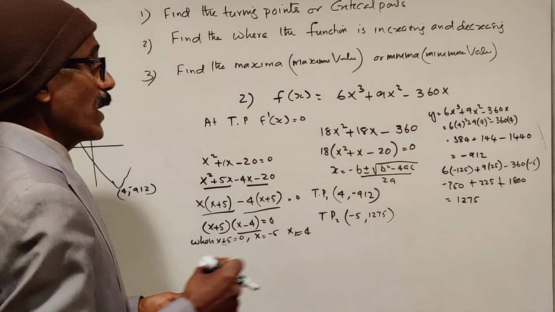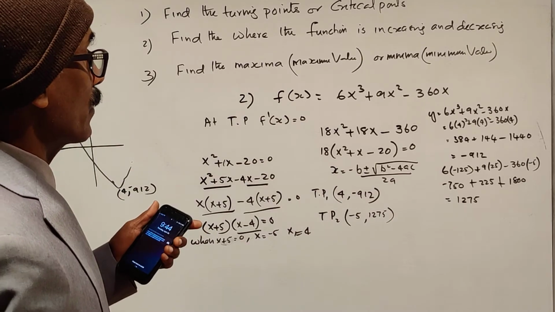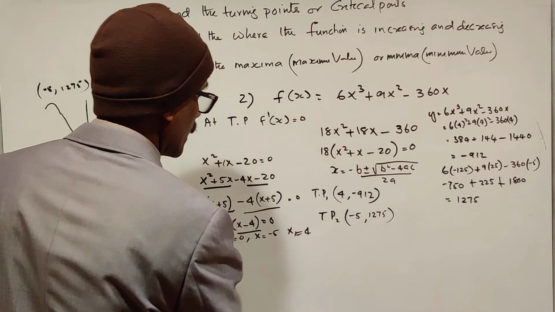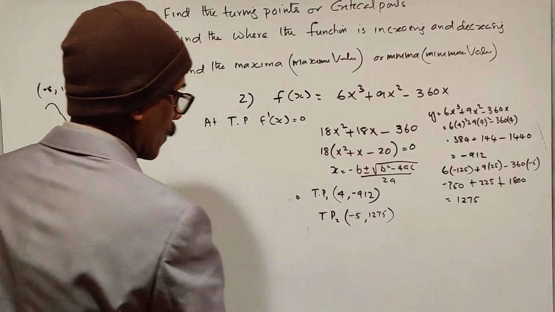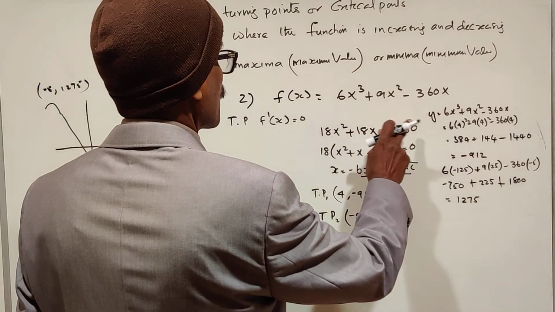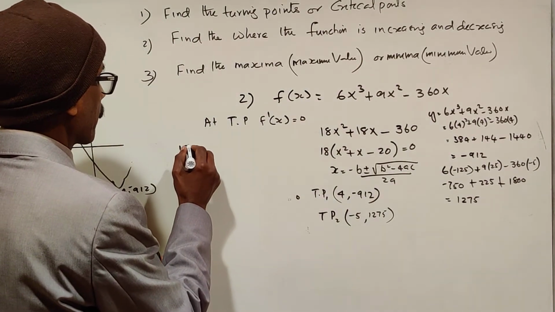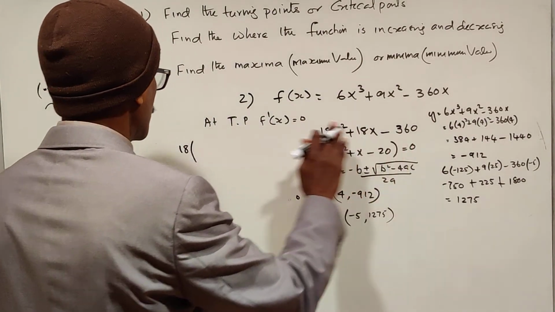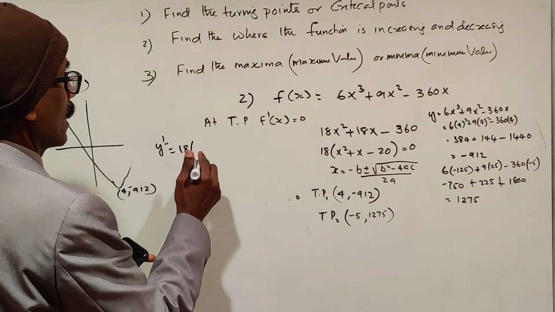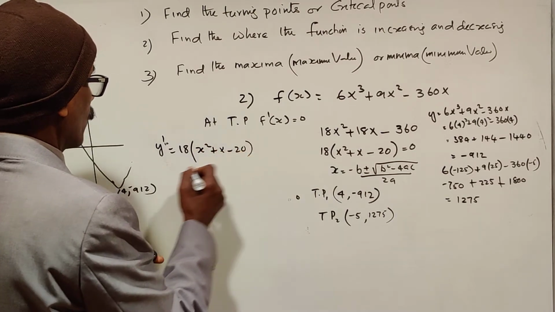We need to find out which one is the maximum. So how can you find out the maximum value or minimum value? Find the second derivative. Where is the first derivative? I am going to erase this one. What is the first derivative? This is the first derivative. y dash equals 18 times x square plus x minus 20.